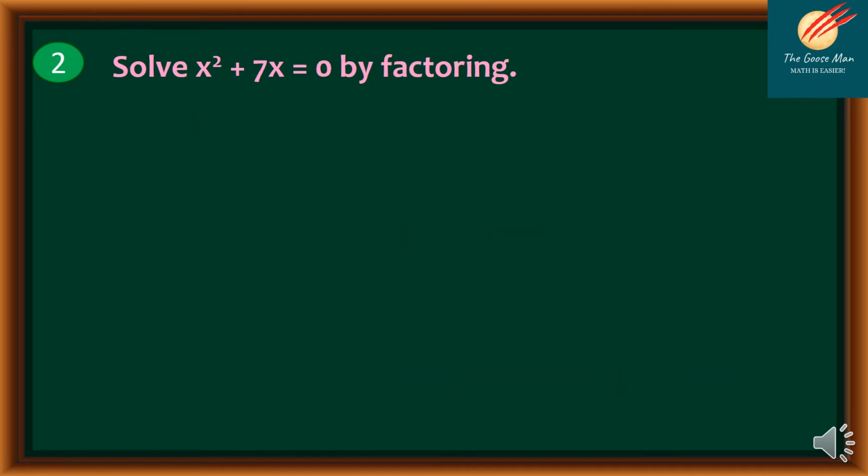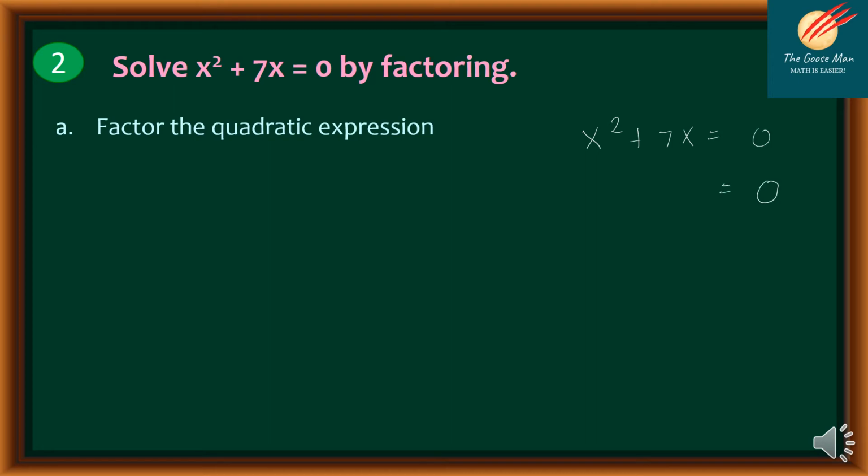So let's consider problem number 2. That is, solve x squared plus 7x is equal to 0 by factoring. Sometimes we may omit some steps in solving by factoring, depending on our need. So here we will go directly to factoring x squared plus 7x is equal to 0. Note that we have only two terms on the left hand side. So I have here x squared plus 7x is equal to 0. So just simply write here 0 on the right hand side and get the factors of x squared and 7x.